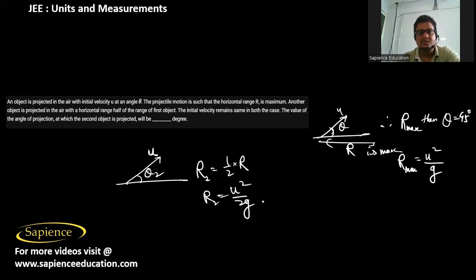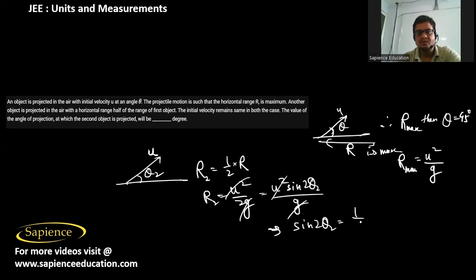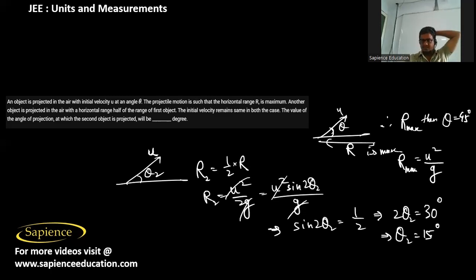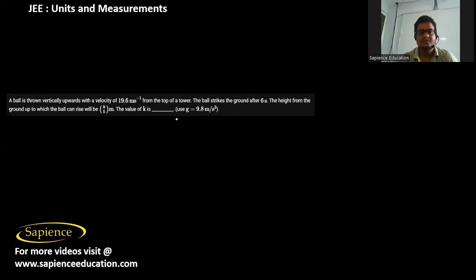So then theta 2 is how much? That is being asked. So this is equal to u square sine 2 theta 2 divided by g. So u square cancels, g cancels. So now sine 2 theta 2 is equal to 1 by 2. So therefore 2 theta 2 should be equal to 30 degrees. Therefore theta 2 should be equal to 15 degrees. So the answer should be 15 degrees.